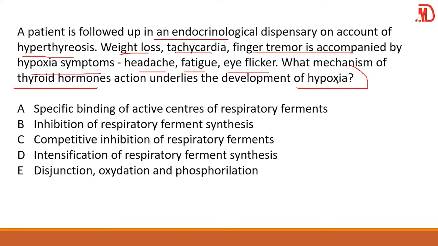So over here, what are we thinking about? We are thinking about disjunction, also known as dissociation of oxidation and phosphorylation reaction. So here, we are thinking of E as our answer. Again, oxygen is needed for oxidation and phosphorylation. So when there's no connection or there's disjunction, it leads to hypoxia. Okay.